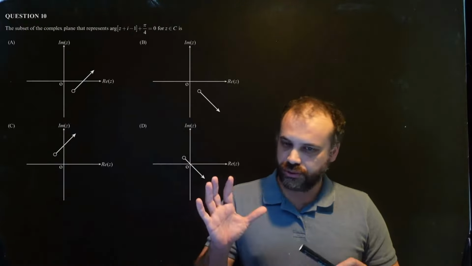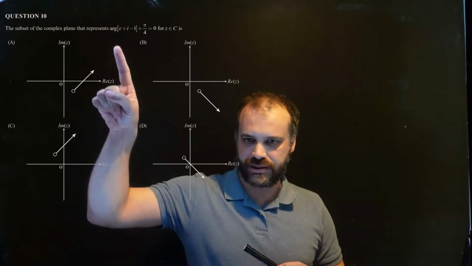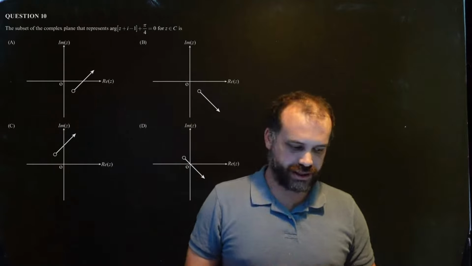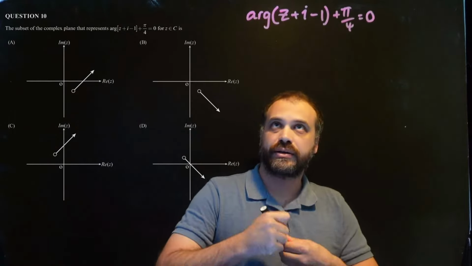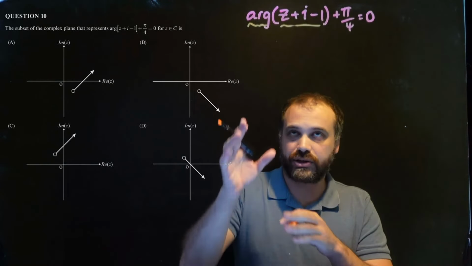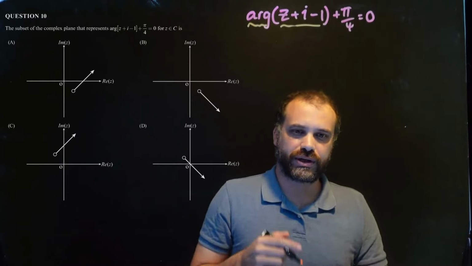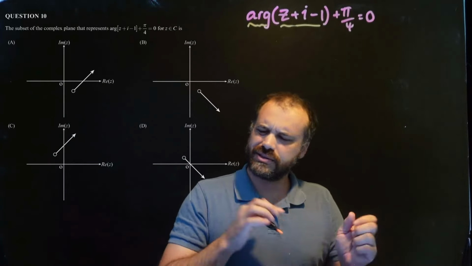Let's get into it. So we're looking at subsets of the complex plane here, and it's a pretty tricky one. Let's take this equation here and just write it down. Okay, what does it mean? It says the angle of this complex number, or the argument of this complex number, all of it together, plus pi on 4 is equal to 0. Still doesn't make a lot of sense to me.